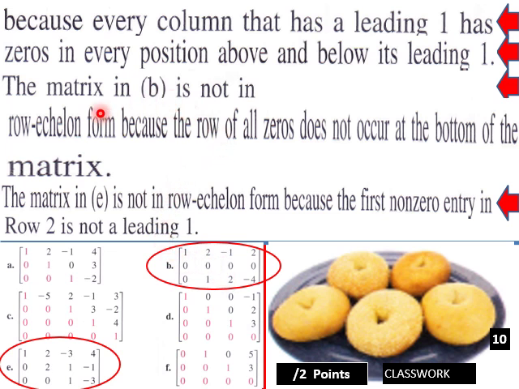The matrix in B is not in row echelon because the row of all zeros does not occur at the bottom of the matrix. So this is not in row echelon because this should be all zeros down here, and it's not. And then E is not in row echelon form because the first non-zero entry in row 2 is not a leading 1. So that's the difference there.